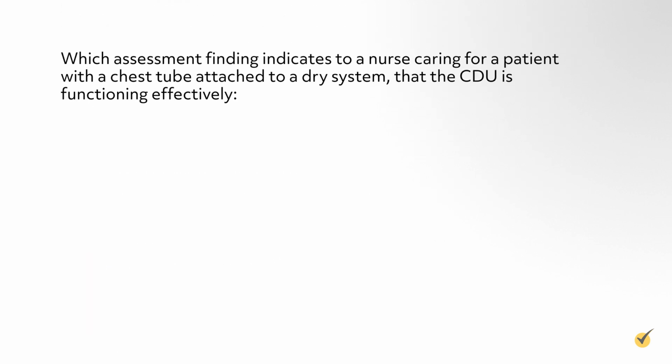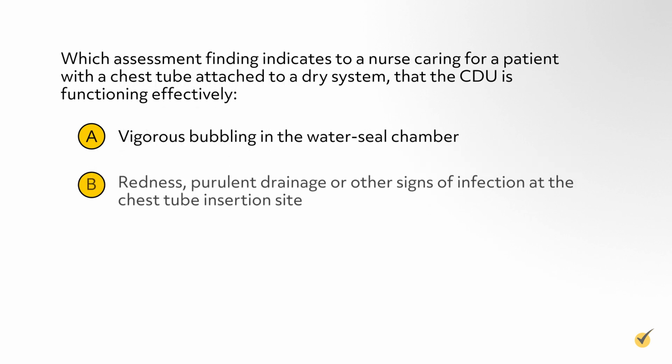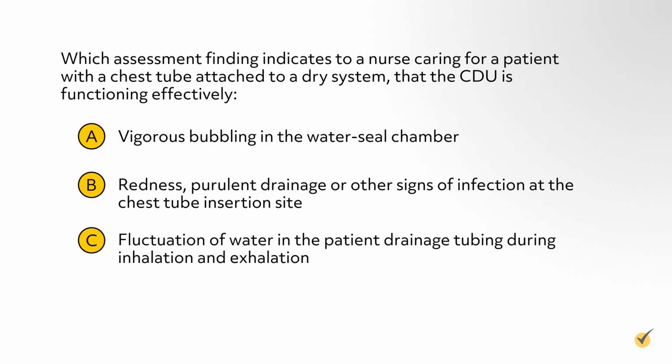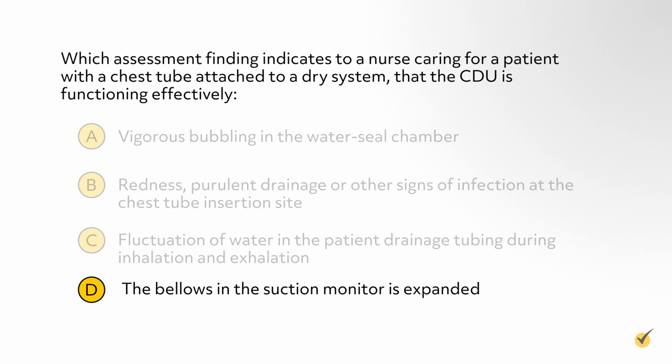Which assessment finding indicates to a nurse caring for a patient with a chest tube attached to a dry system that the CDU is functioning effectively? A. Vigorous bubbling in the water seal chamber. B. Redness, purulent drainage, or other signs of infection at the chest tube insertion site. C. Fluctuation of water in the patient drainage tubing during inhalation and exhalation. Or D. The bellows in the suction monitor is expanded. If you chose D, you're correct. In a dry system, the bellows located in the suction monitor will expand only when suction is operating.